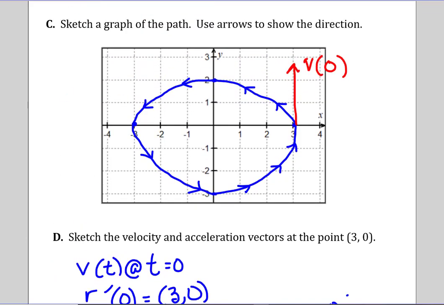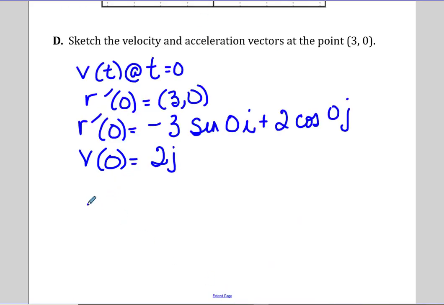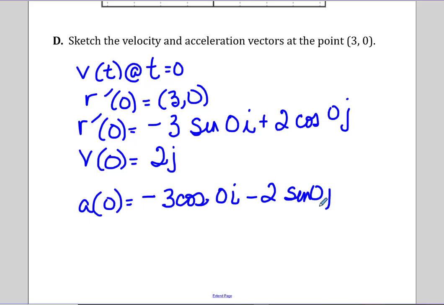So that, whoop, I drew my vector too big, 2j. So we go here. And then acceleration is -3i, I believe. Let's see. So acceleration at 0 is -3 cosine 0 in the i direction minus 2 sine 0 in the j direction. So the acceleration at 0 is -3i.